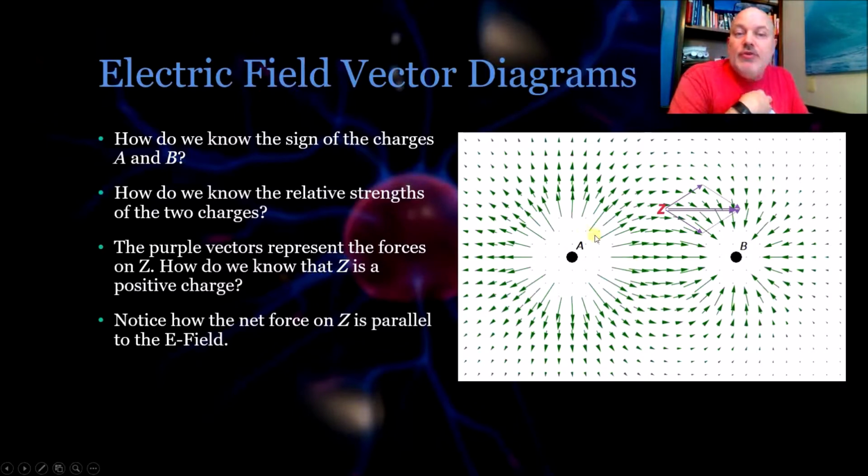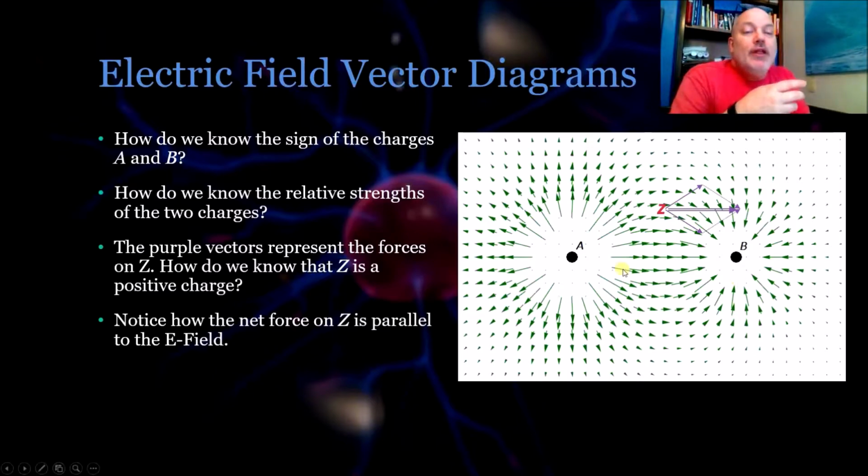Well, if I was to put a little positive out here, it would be pushed away from this one. So therefore, this must be a positive charge. Now, if I put a little positive charge over here, it would be pushed or pulled toward B, so therefore B must be a negative charge. The electric field vectors always point away from positives and toward negatives.